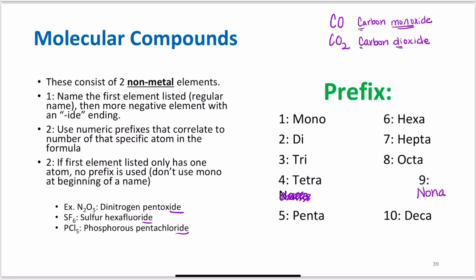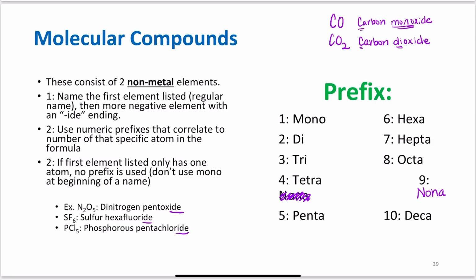The prefixes you need to know. 1 is mono, 2 is di, 3 is tri, 4 is tetra, 5 is penta, 6 is hexa, 7 is hepta, 8 is octa, 9 is nona, 10 is deca. Anything beyond that, you would be able to look up. At this point in this class, we don't require you past 10.